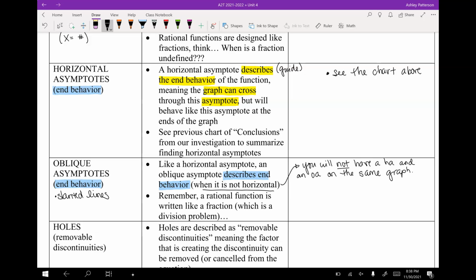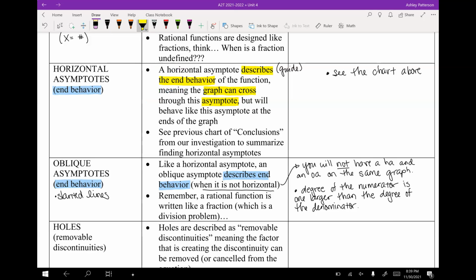Now, how to find them? These exist when the degree of the numerator is 1 larger than the degree of the denominator. Okay, so it's when the degree of the numerator is 1 larger than the degree of the denominator. And remember, a rational function is written like a fraction.